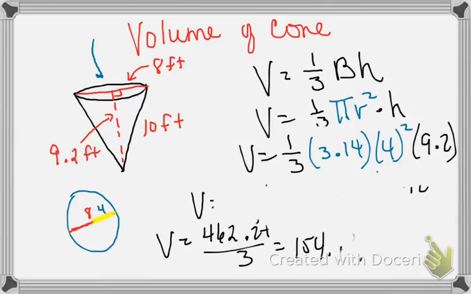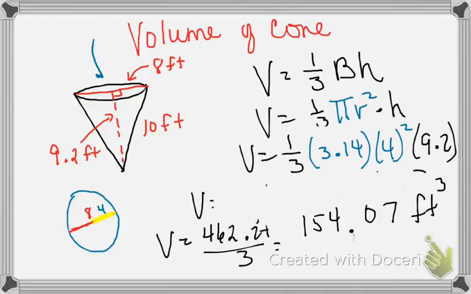All right, so when I do this, again, the answer comes to be 154.0, and the reason why I'm putting it's 0.069, but I'll put 0.07. Again, this is going to be in cubic feet. Whenever we're doing volume, that little 3 will be the exponent. So that's how much space is inside this cone.